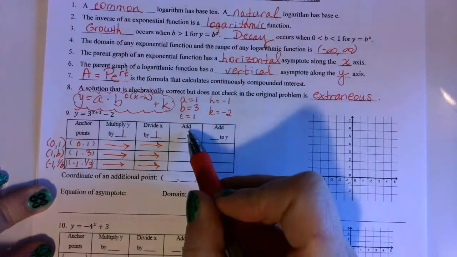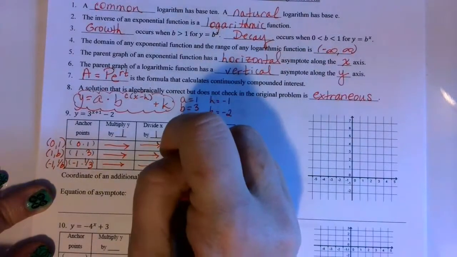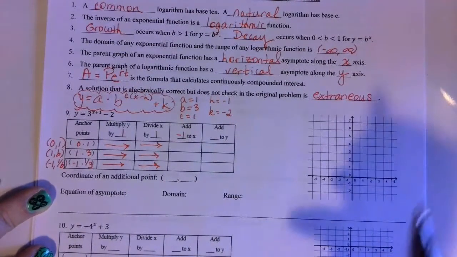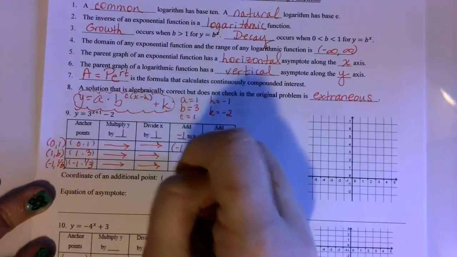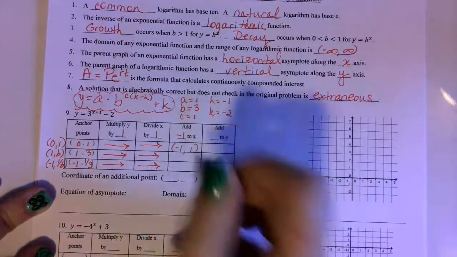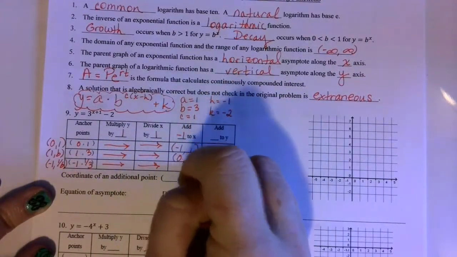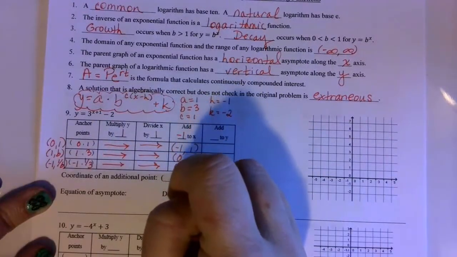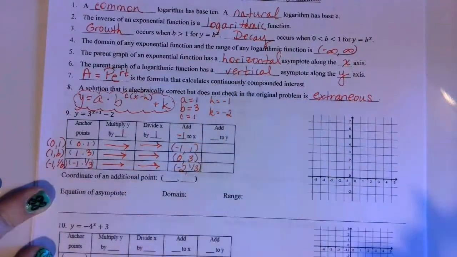Okay, then horizontal translation, we add the h to the x, and our h is negative 1. So we're going to add negative 1 to each of the x values. So 0 plus negative 1 is negative 1, and the y stays the same. Then 1 plus negative 1 is 0, and the y stays the same. And then negative 1 plus negative 1 is negative 2, and our y stays the same.